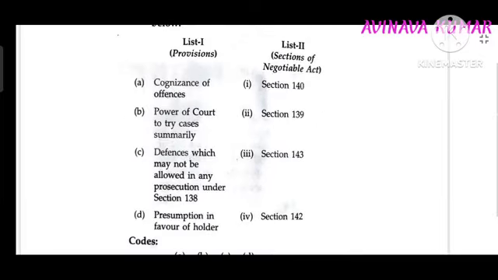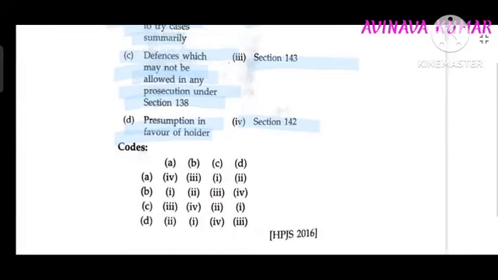Match. Cognizance of offence, section 142. Power to try case summarily, section 143. Defense which may not be allowed in any prosecution under section 138, section 140. Presumption as to favor of holder, section 139.